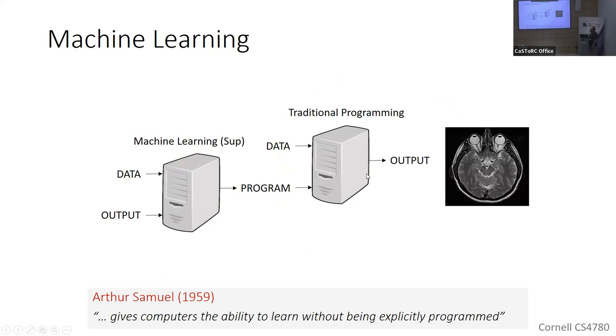Right, so it fits very well with the traditional paradigm, and it spins it to allow you to derive programs, instead of just getting your output and using those programs in a general way afterwards. So in essence, if we go back to the 60s, Arthur Samuel defined this as giving computers the ability to learn without being explicitly programmed.